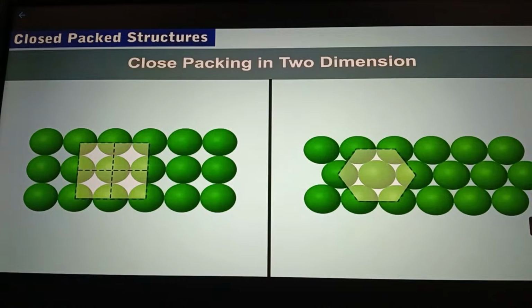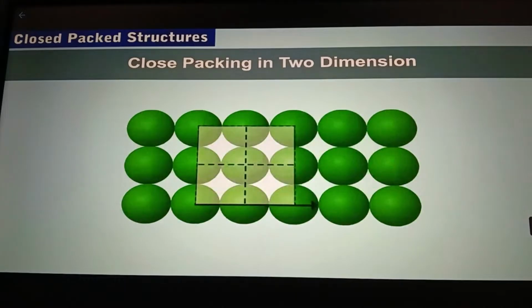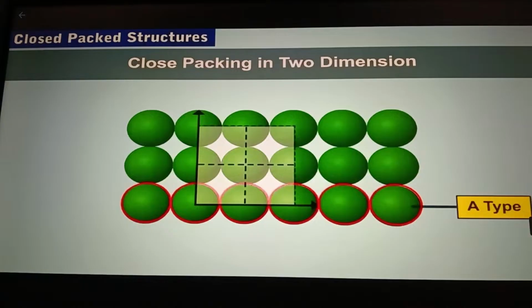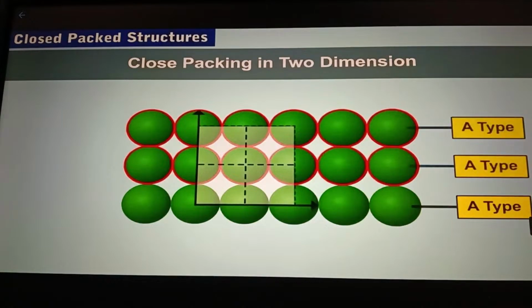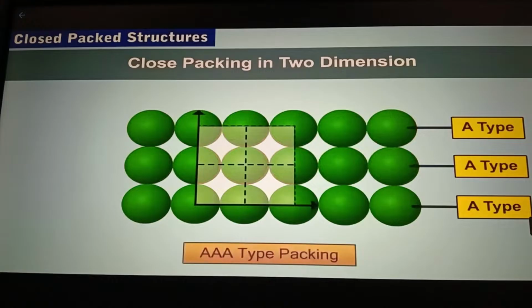Obviously, there are 2 ways of stacking the rows. One way is for the rows to lie above the other, with one sphere exactly above another. You can see that the spheres are aligned horizontally as well as vertically. If the arrangement of the spheres in the first row is said to be of A type, then the arrangement of the spheres in the successive rows is also of A type. The packing thus obtained is called AAA type packing.